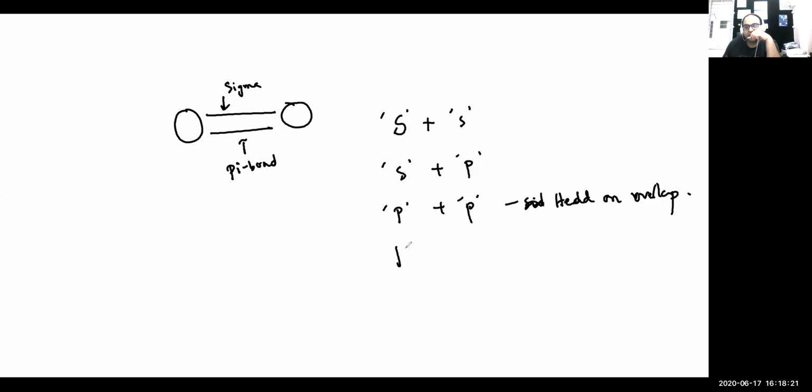There can be another. To form a pi bond, you will have to have a P and a P, which has to be a sideways overlap. Sideways overlap.